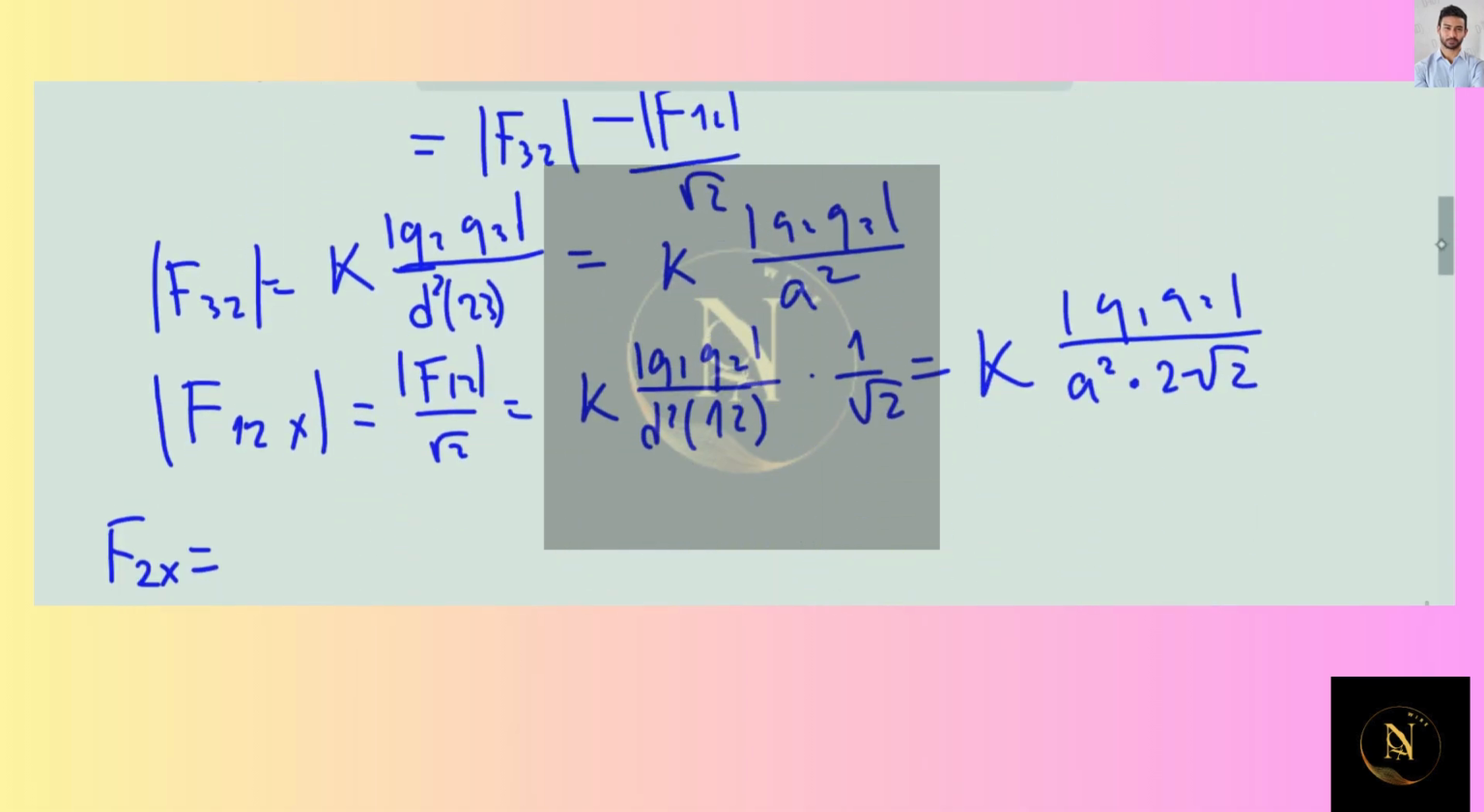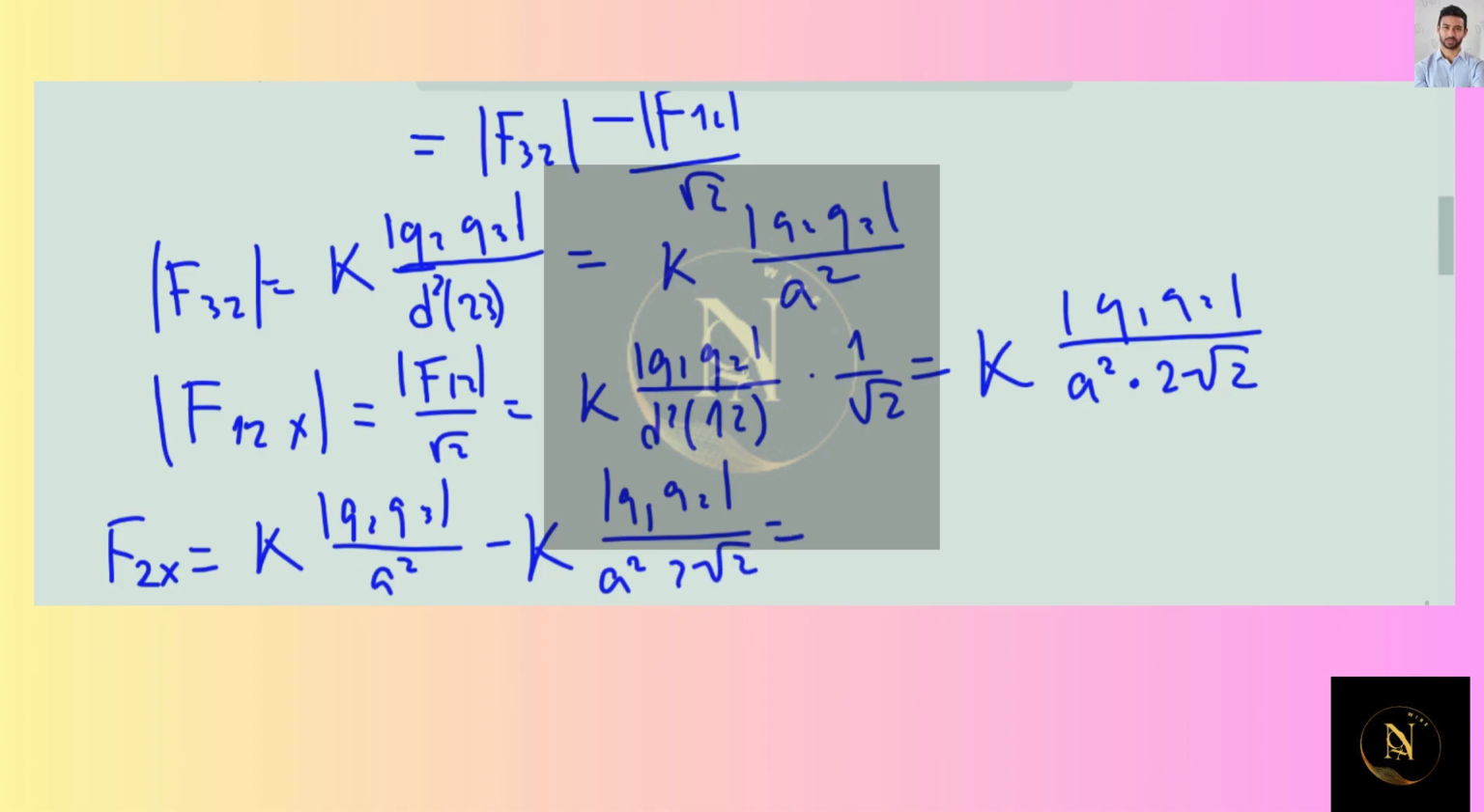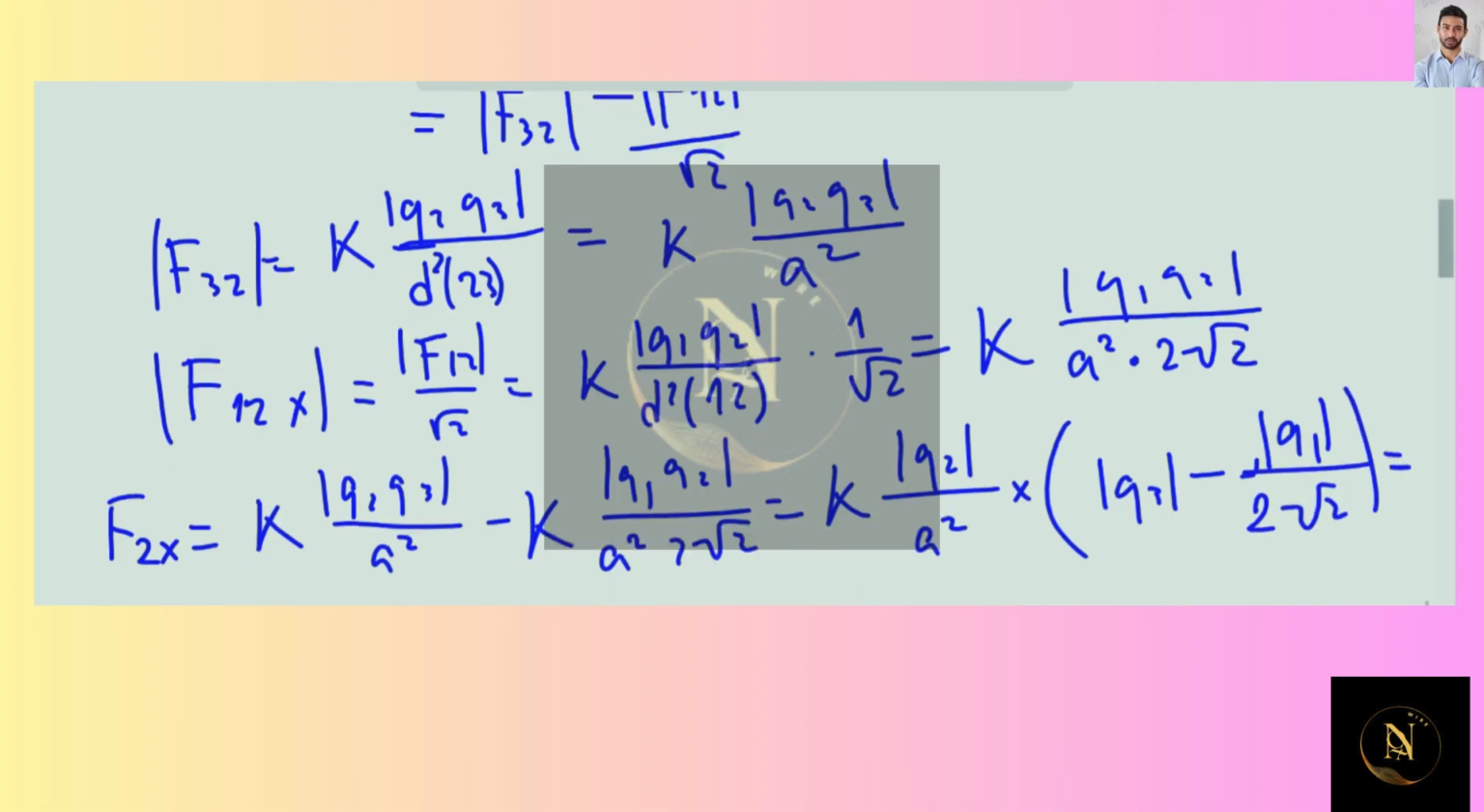F2x equals k q2 q3 over a squared minus k q1 q2 over a squared multiplied by 2 square roots of 2. So let's simplify this expression. It becomes k q squared over a squared multiplied by the absolute value of q3 minus q1 absolute value over 2 square roots of 2.